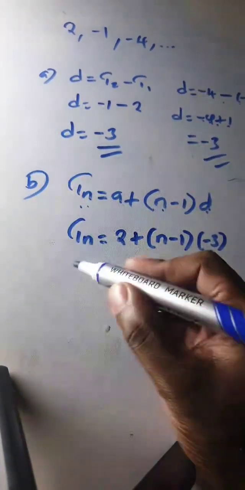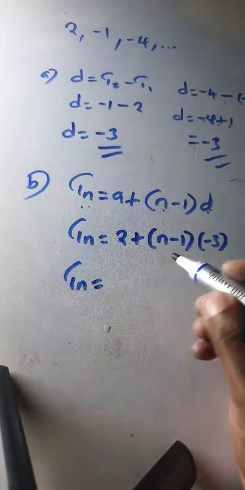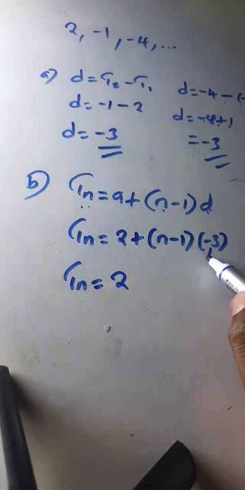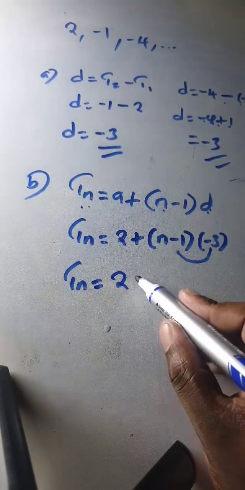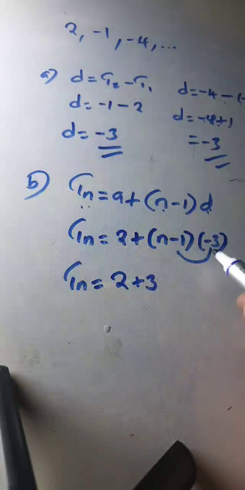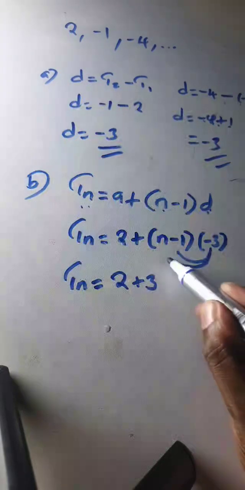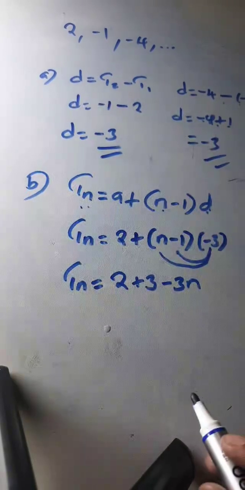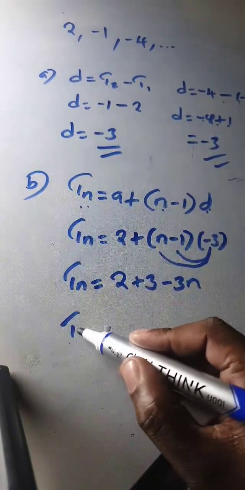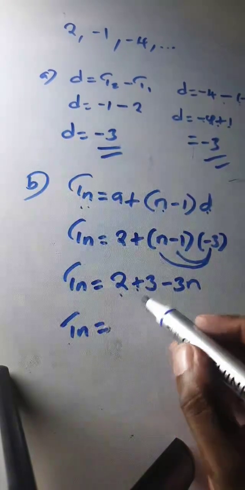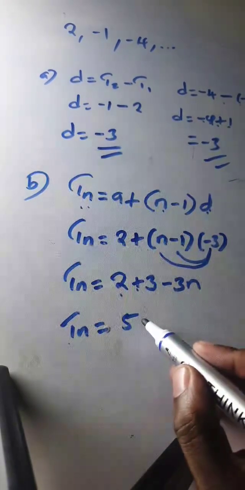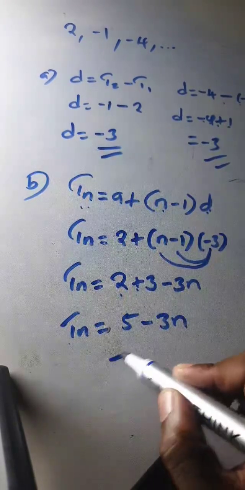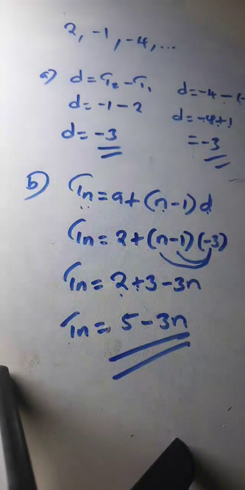Okay, then we say nth term is equal to 2, minus 3 times negative 1, it is plus 3. Then again, minus 3 times n, it is minus 3n. Then say nth term is equal to 2 plus 3 is 5 minus 3n. That is the formula for the nth term.